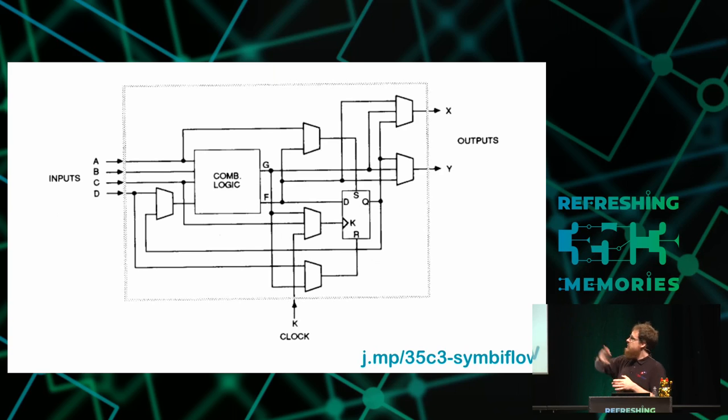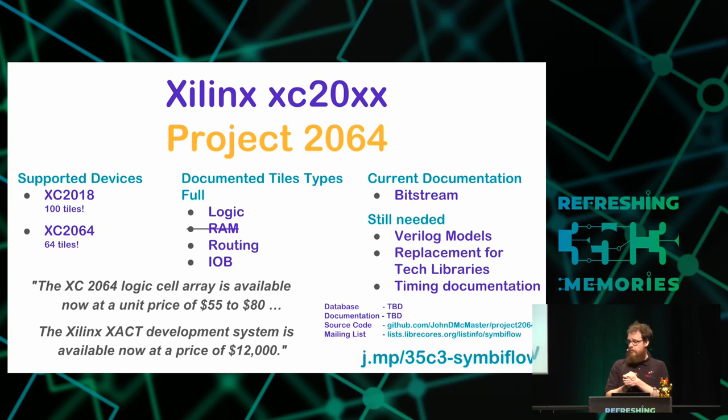This here, if people know their history, you might recognize as probably the first ever commercial FPGA logic block. It comes from the XC2018, which was available for the really awesome unit price of $55 each. It came with about 64 tiles. It didn't have any block RAM, which is why there's no documentation for the block RAM. But we have complete bitstream documentation for this part.